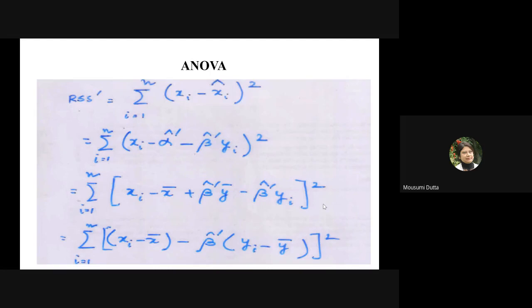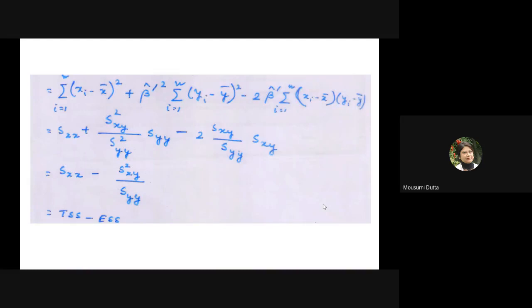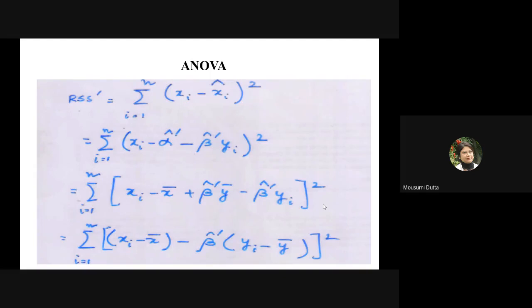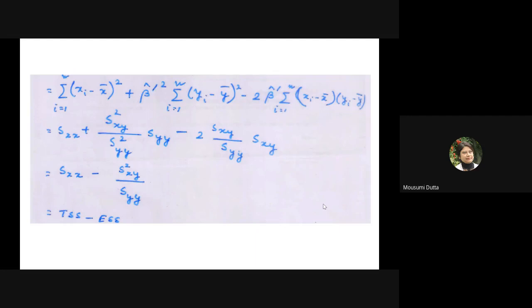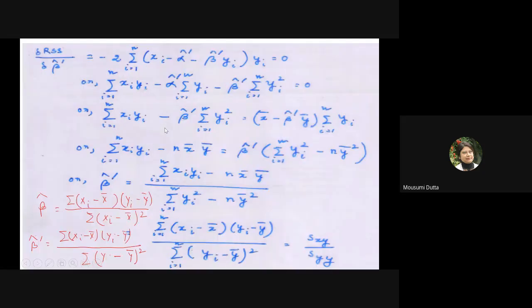Actually, I want to see whether here also TSS is equal to ESS plus RSS. So I'll consider the expansion of this whole square. So A square plus B square minus 2AB, and operating the sum on all three terms. So we are getting this presentation. Okay, now this beta hat prime summation yi minus y bar whole square, what is the value of beta hat prime? This is the value of beta hat prime. So beta hat prime into summation yi minus y bar whole square is equal to summation xi minus x bar into yi minus y bar.